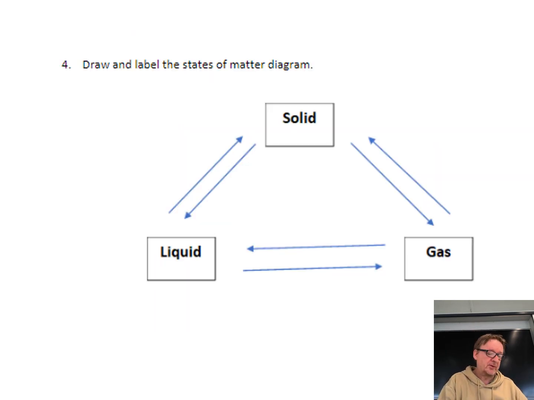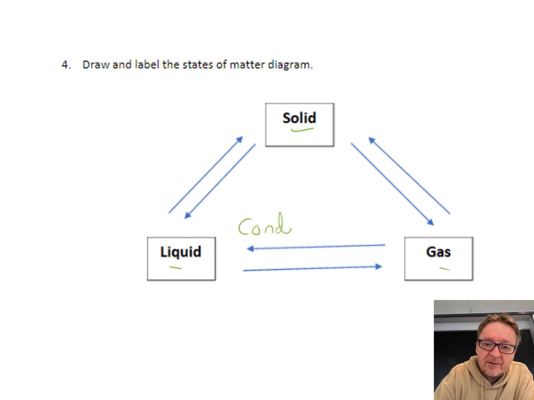Draw and label the states of matter diagram. Okay, so we've got our solid, our gas, and our liquid. If we go for the obvious ones first, gas to a liquid is condensation, like water appearing on a window.